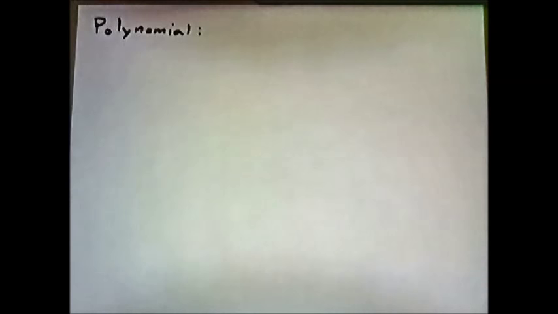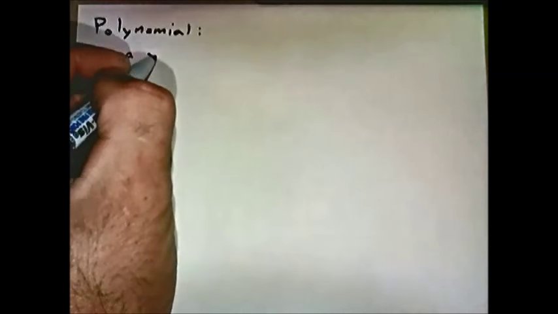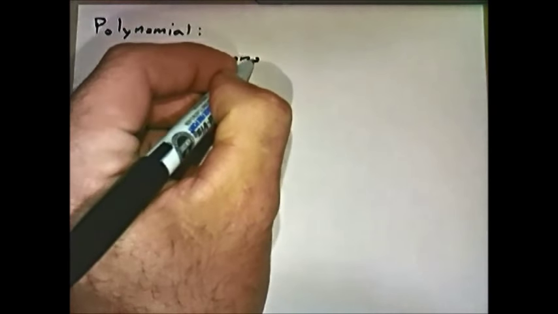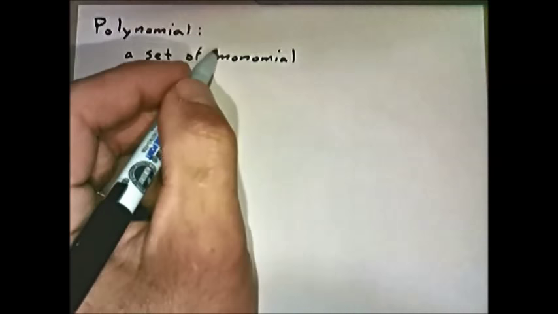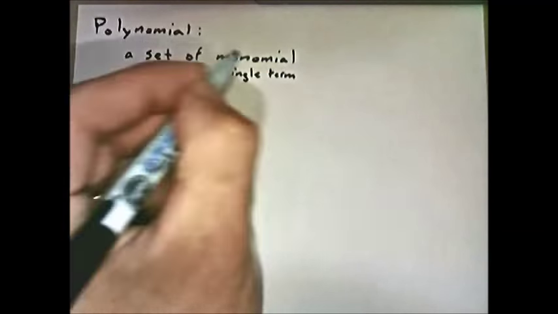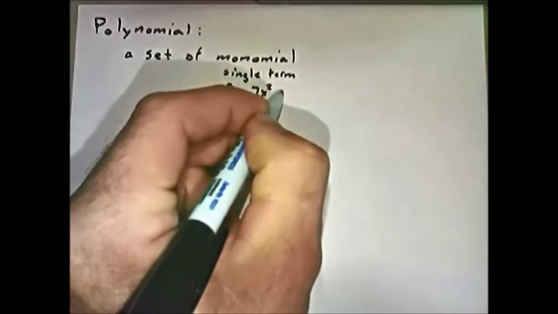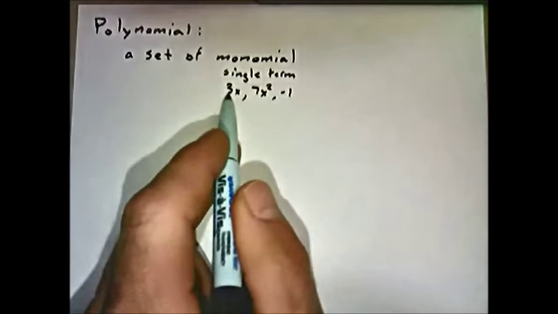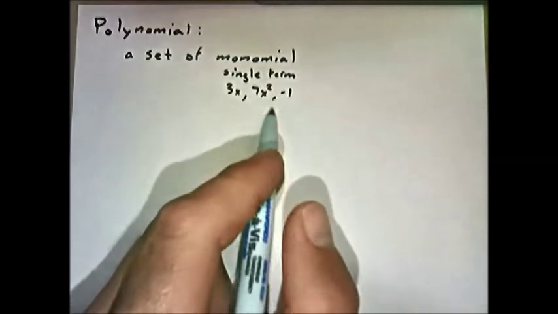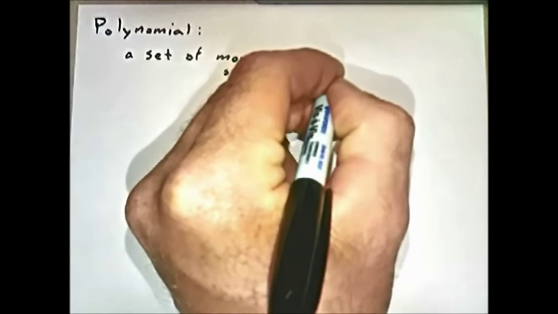Let's begin our discussion on polynomials by defining exactly what a polynomial is. A polynomial is simply a set of monomials. You'll remember a monomial is just a single term. An example of a single term might be 3x or 7x squared, or maybe just -1, where there are no plus or minus signs. But to get a polynomial, we're going to take these monomials and add them together.